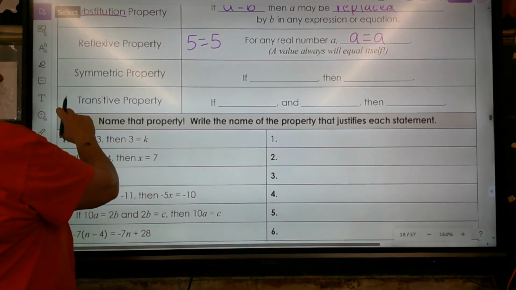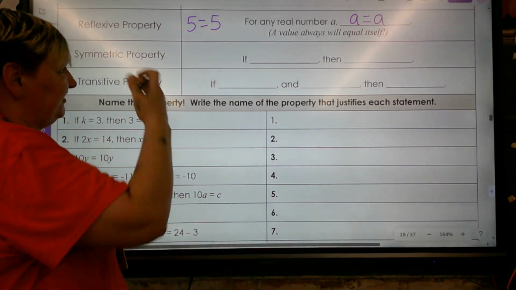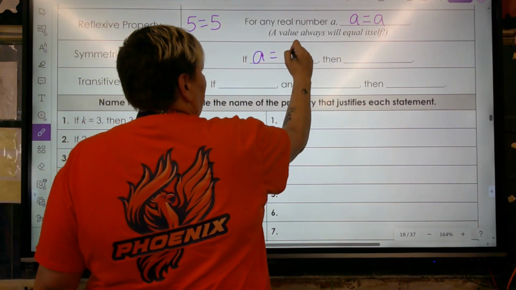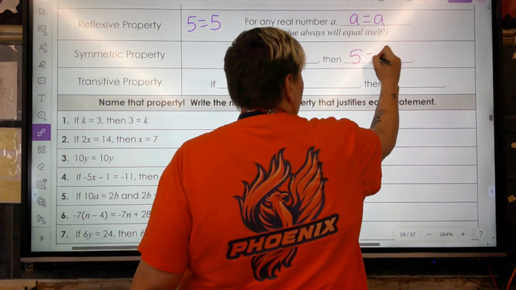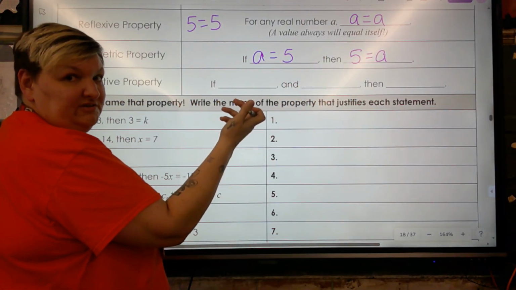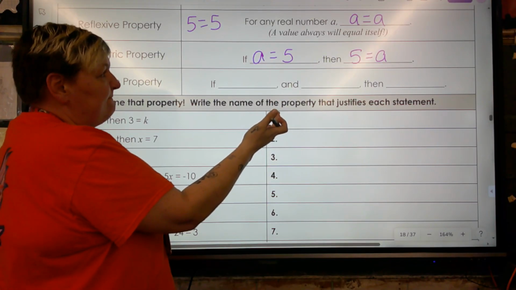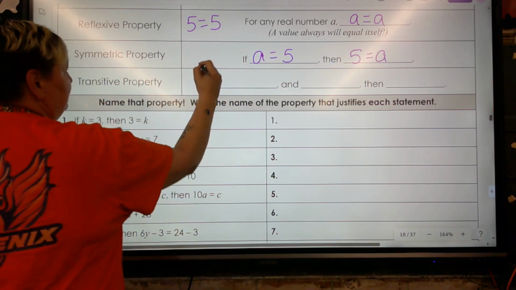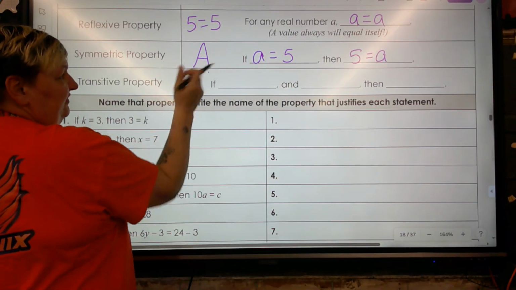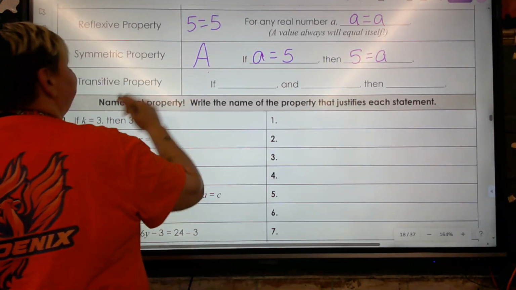Symmetrical property, now that we know what symmetrical means, balanced, equal on both sides. Symmetrical property says that if A equals 5, then 5 equals A. You can literally just flip the equation and it doesn't change anything because they're symmetrical. They're equal. Think about the letter A we talked about. If I had the letter A and I flipped it, it's still the letter A. It's reflexive.